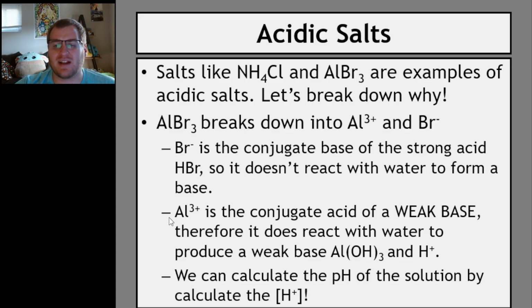But Al3+ is the conjugate acid of a weak base. There's no strong base with Al to start with. Therefore, when I put this in water, it will react with water to produce a weak base, Al(OH)3, and H+. Because this produces H+ when it's put in water is why it's acidic. We can calculate the pH of the solution by calculating the H+ concentration.